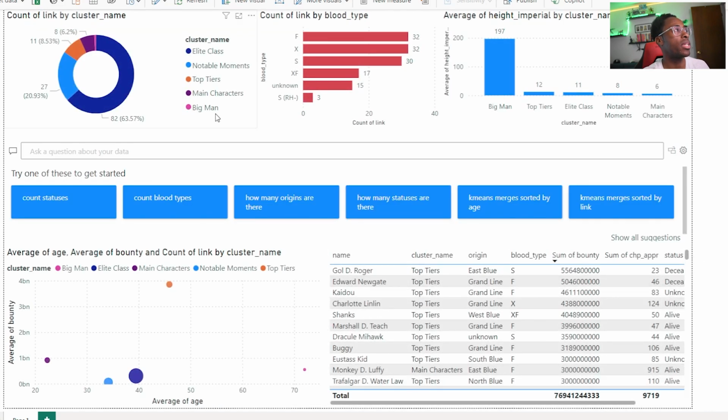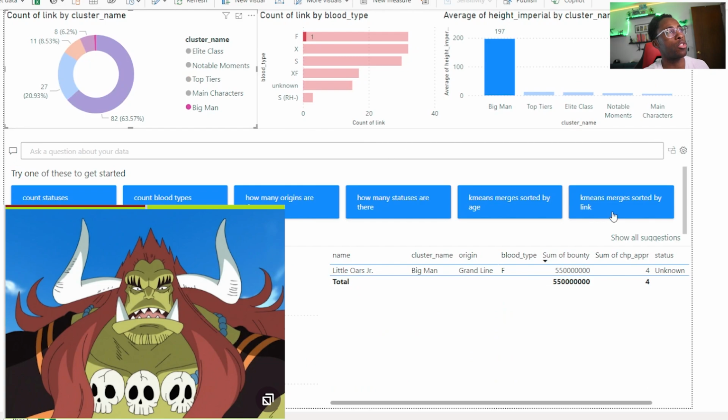And then lastly we have Big Man. So Big Man being Little Oars Jr. Little Oars Jr. has his own group because his height is just so drastically different than all the other characters that the algorithm just saw him as such an outlier, had to put him by himself. I forget how tall he was, but 197 feet, just dominating any other character. Relatively respectable bounty. Doesn't appear in a lot of chapters though. But yeah, that's Big Man.